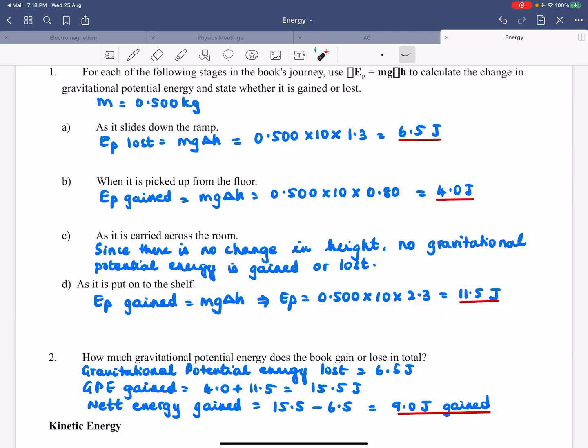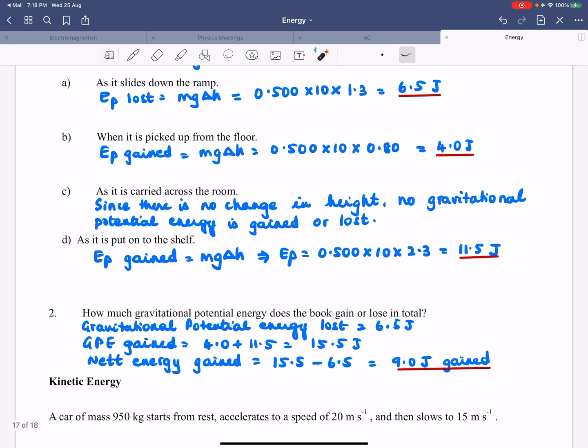And how much gravitational potential energy does the book gain or lose in total? So the energy lost is 6.5 joules when it slides down the ramp, but it gains 2 lots of gravitational potential energy, first when the librarian picks it up and then when she puts it on the shelf. So when you add these two together, you get so much. And so the difference in the two is the net energy gained or lost. So it's been gained, so you get 9 joules.